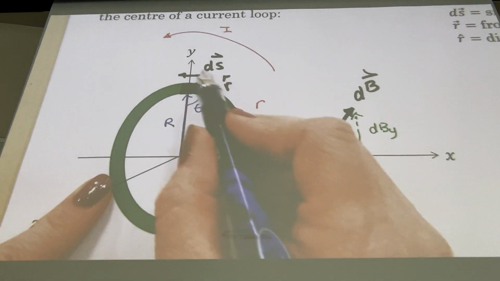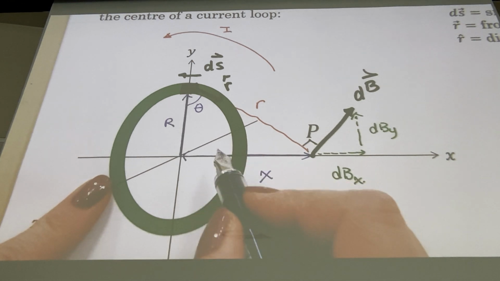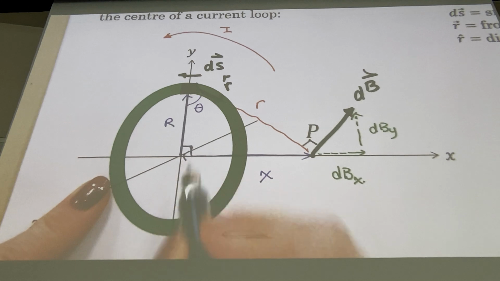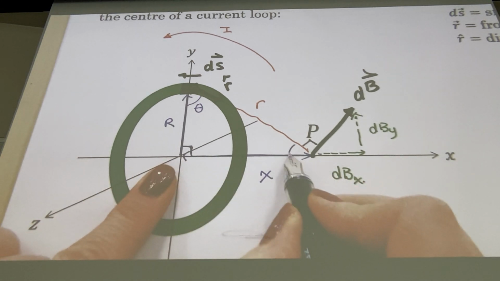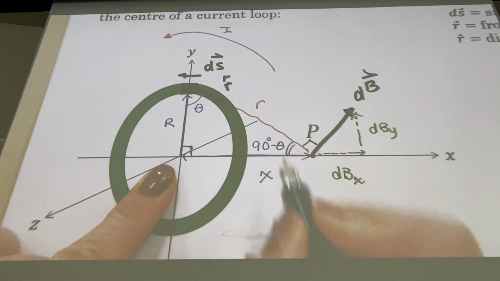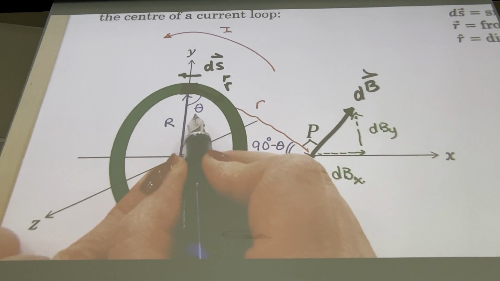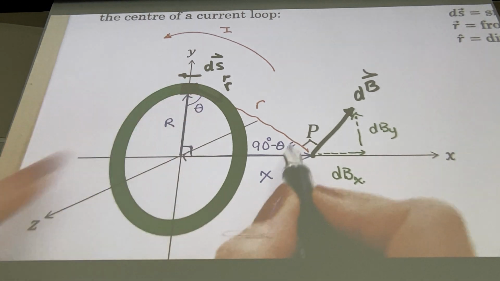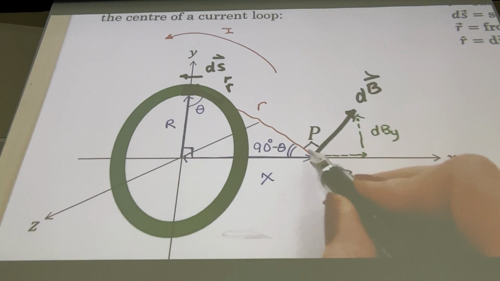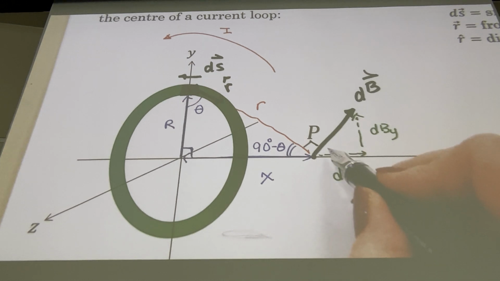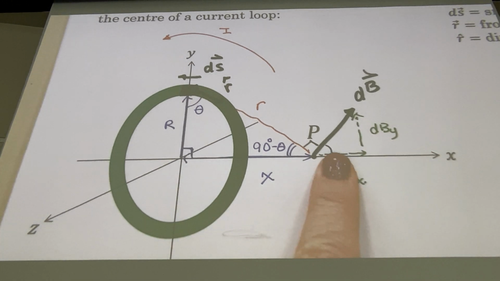This is a triangle. All the angles in a triangle sum up to 180. Everybody remembers that from high school. This is a right angle because that's between x and y. So our angle in right here has got to be 90 minus theta. So 90 minus theta plus 90 plus theta gives us 180. So this little angle in right here is 90 minus theta. So say if this was 30, this would be 60. This angle right here is 90 because dB and r have to be perpendicular. So now this is the angle we're interested in right here.